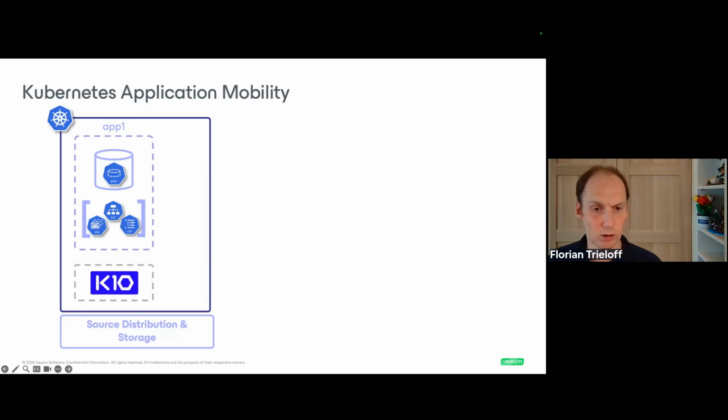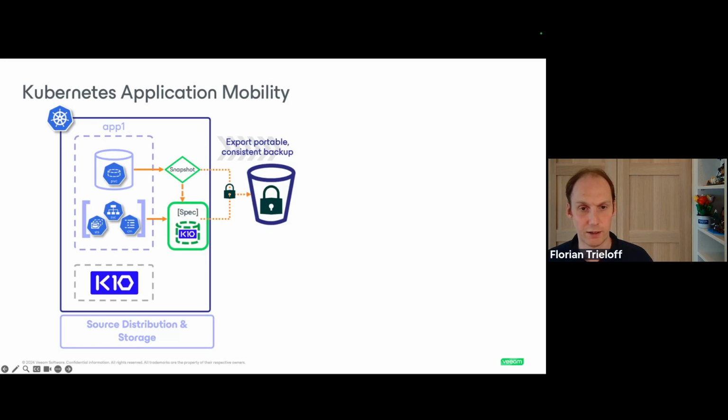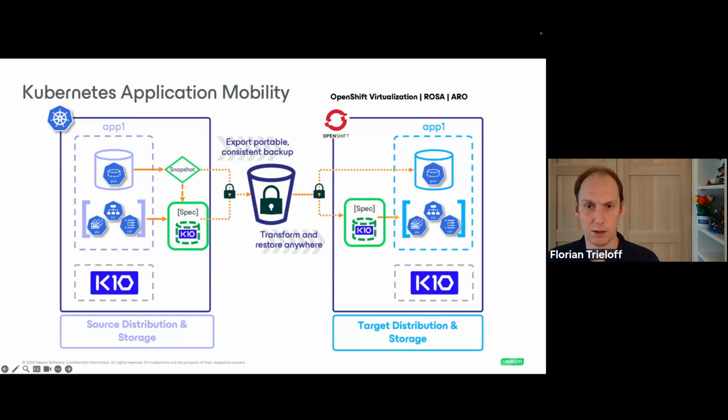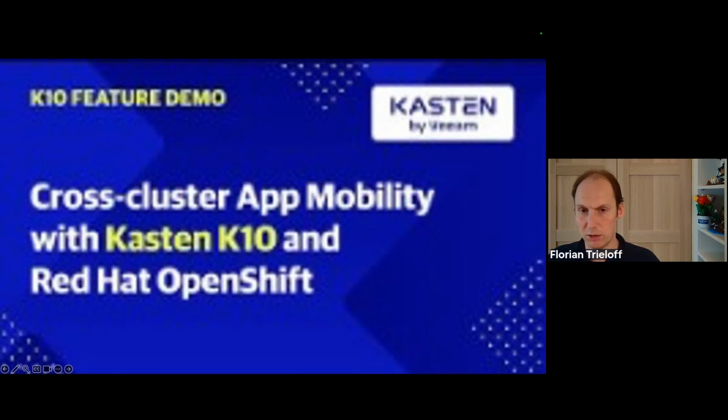So we have one Kubernetes cluster up and running. It's just a source cluster with an application, with some services, with K10. We will create a snapshot. We will create an export to a S3 location. And then we will build up an OpenShift system. We will just deploy it in the cloud. It's a ROSA system. And this system will now start. We will run K10 there, and we will run a restore there. And this we will have a look at the demo now.